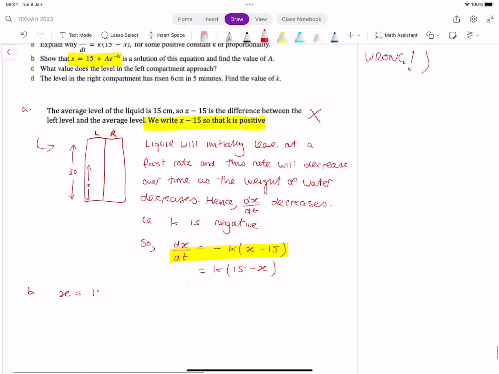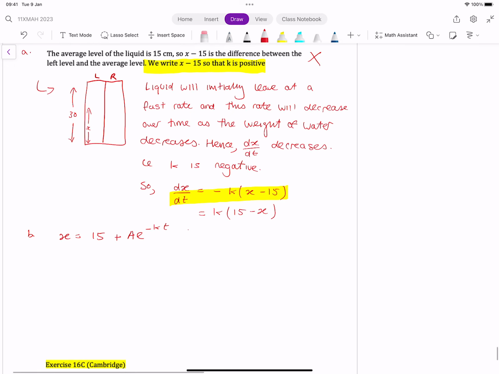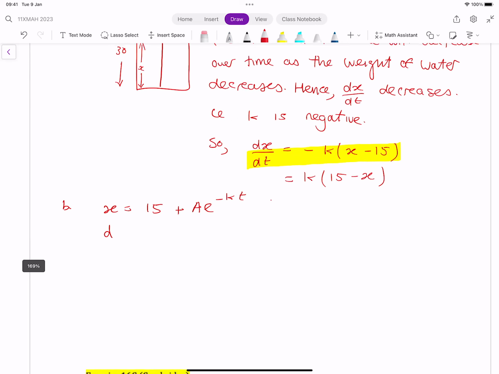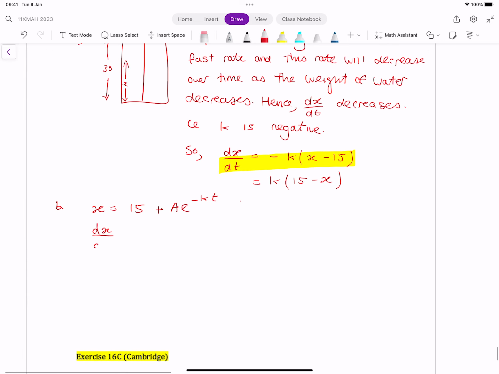x equals 15 plus Ae^(-kt) is a solution to this equation, and hence find the value of A, or not hence, find the value of A. So we're going to differentiate that, dx/dt, and we're going to get minus kAe^(-kt). But if we rearrange this equation for Ae^(-kt), we're going to get x minus 15.